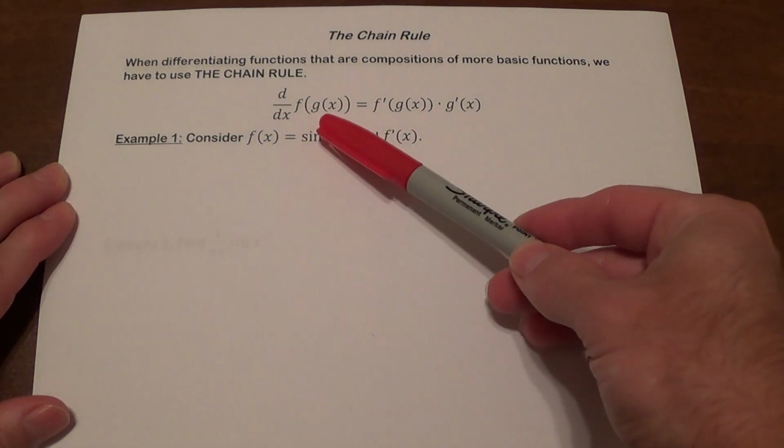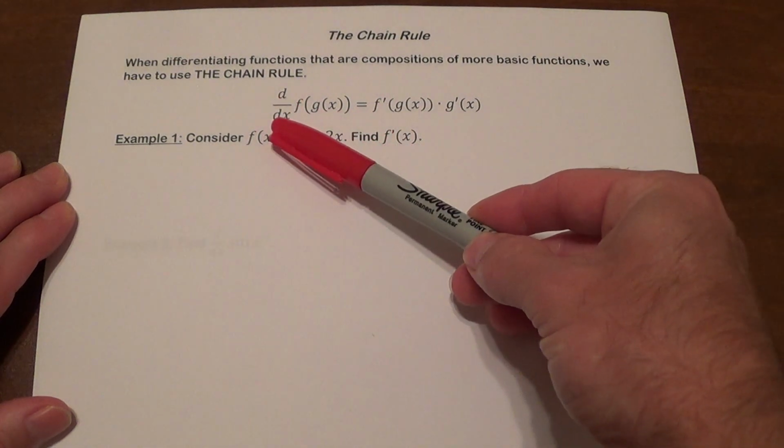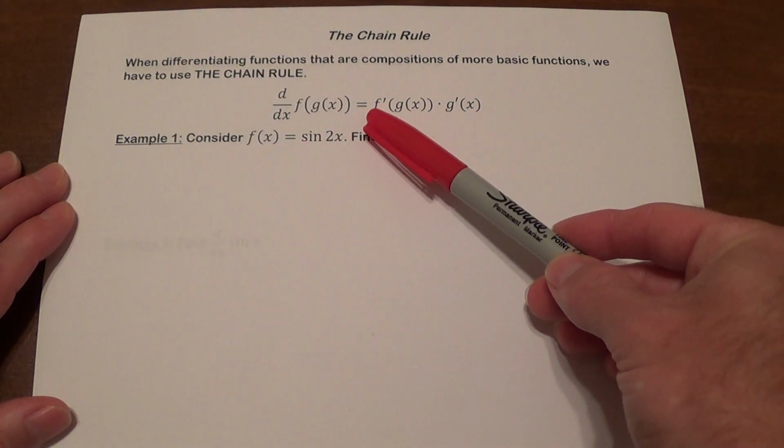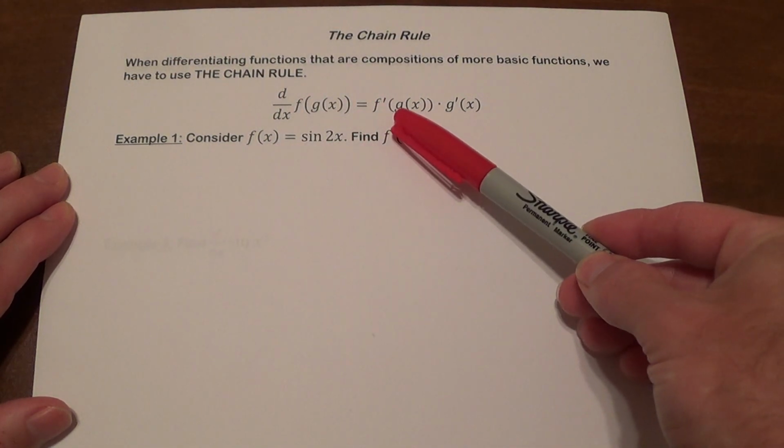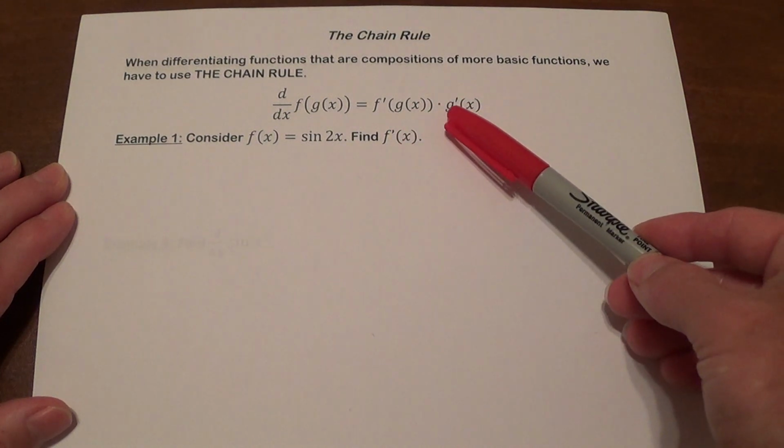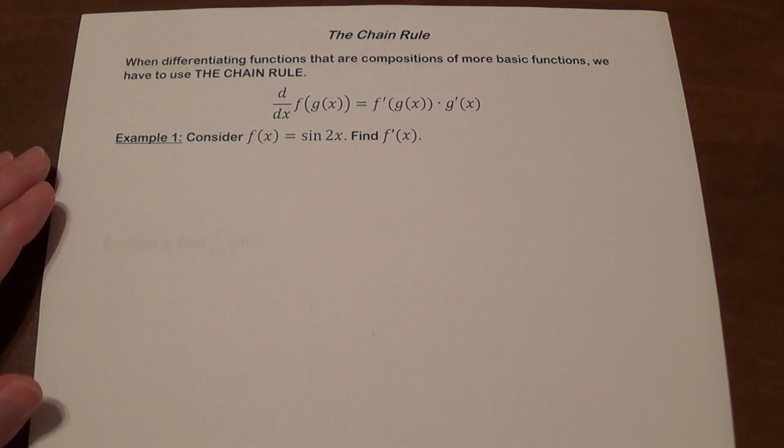So this is f of g of x, and we're trying to find its derivative. It's going to be the derivative of f with respect to g times the derivative of g with respect to x. This is what it looks like.